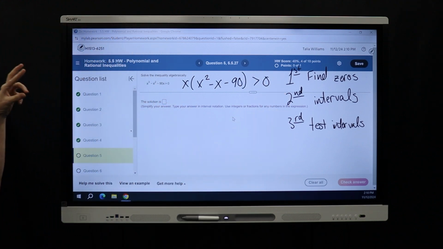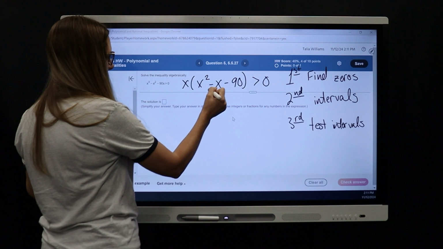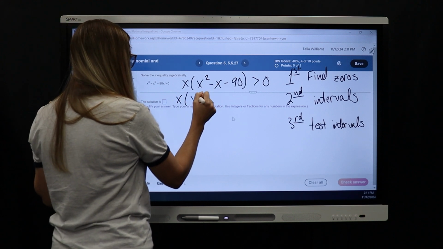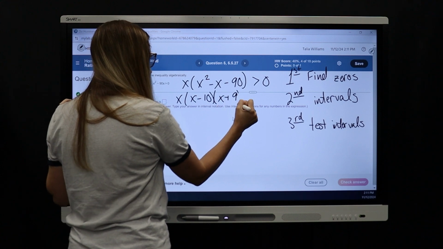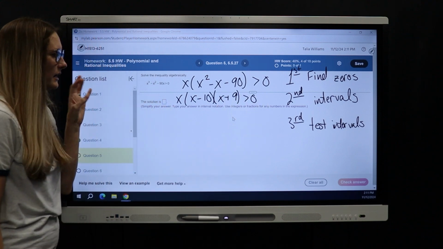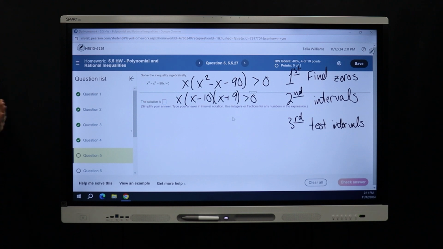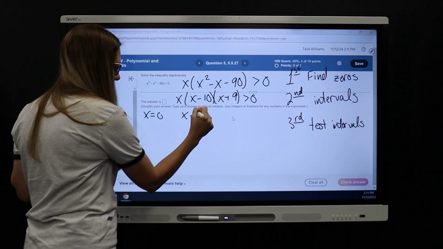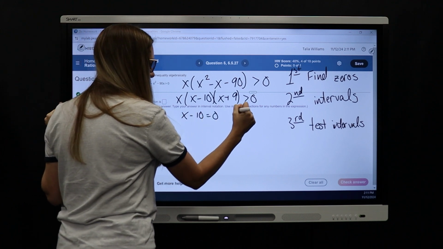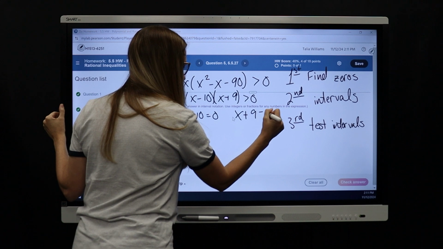Then I need to factor that trinomial. So I need factors of 90, numbers that multiply to get 90, that subtract to get 1, which is going to be 9 and 10. And since it's a negative 1, I'm going to need a subtract with my 10 and a plus with my 9. But now that I have it factored, I need to find my zeros. So I'm going to have x equals 0, x minus 10 equals 0, and x plus 9 equals 0.